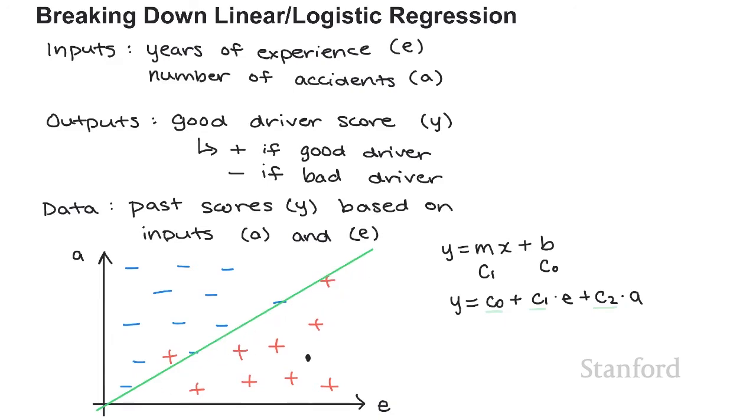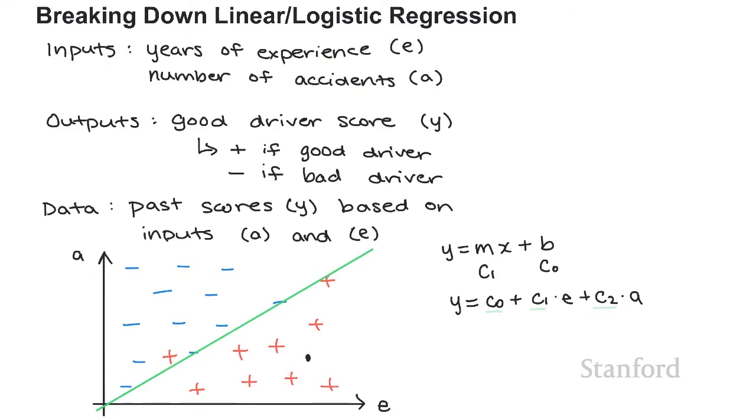And the way that this is done is first by randomly picking values of C0, C1, C2, and then changing them a little bit and checking to see if it does better. And if it does better, then you keep on changing it in that direction. And if it does worse, then you change it in the other direction.